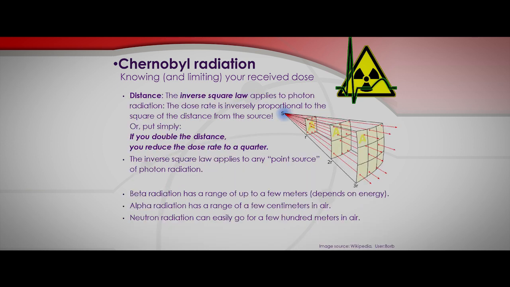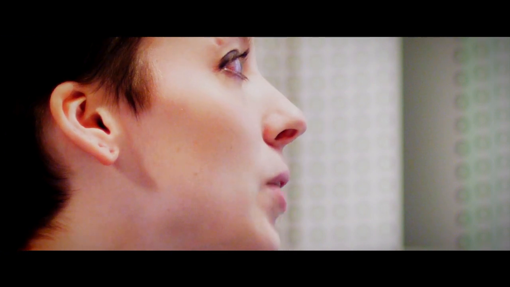And the most important thing, in my case at least, is distance. The inverse square law applies, which says that the dose rate is inversely proportional to the square of the distance, or in quite simple terms, if you double the distance, you reduce the dose to just a quarter. That applies to any point source of photon radiation. Beta radiation has a range of a few meters in air, alpha just centimeters. Neutron radiation can easily go hundreds of meters in air.